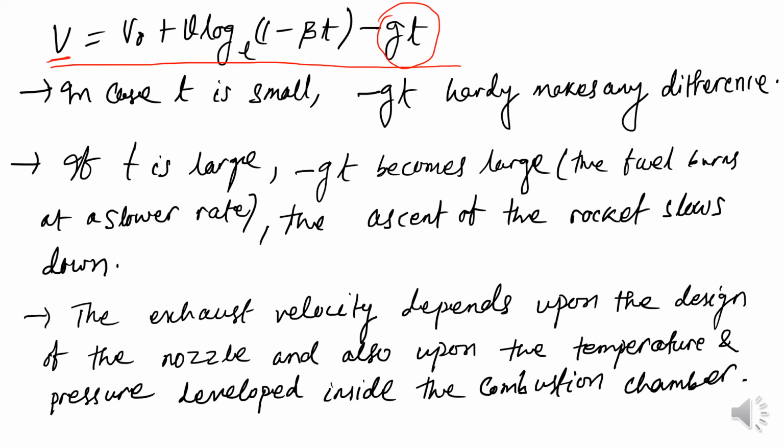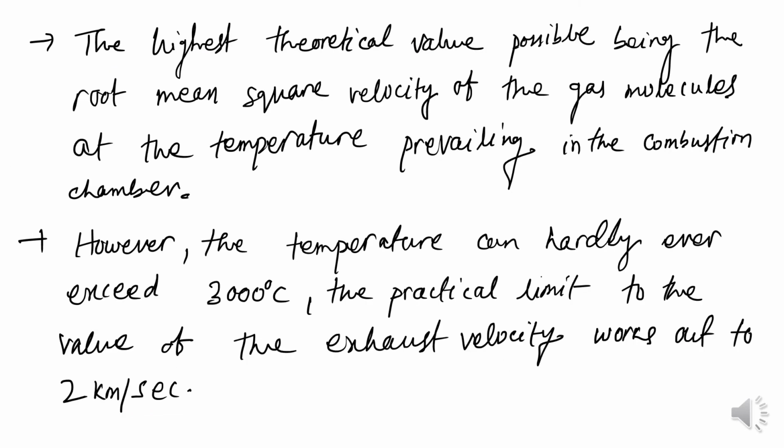The exhaust velocity depends upon the design of the nozzle and also upon the temperature and pressure developed inside the combustion chamber. So temperature and pressure will also play an important role here. The highest theoretical value possible being the root mean square velocity of the gas molecules at the temperature prevailing in the combustion chamber.